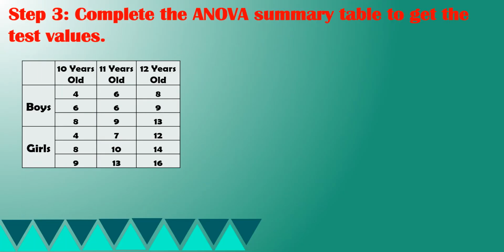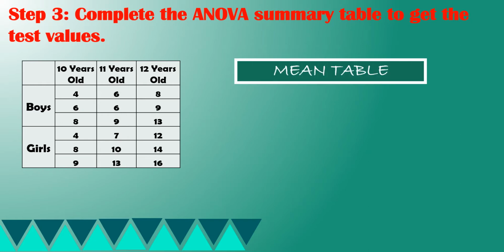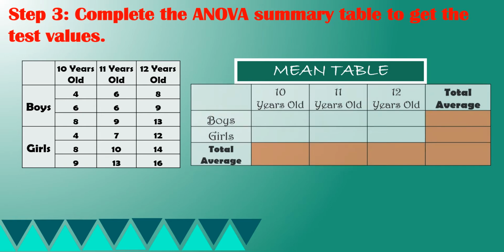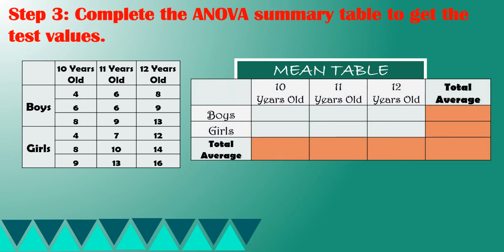Step 3. Complete the ANOVA summary table to get the test values. But first, let's construct a mean table that we can use in getting the sum of squares in the ANOVA summary table.